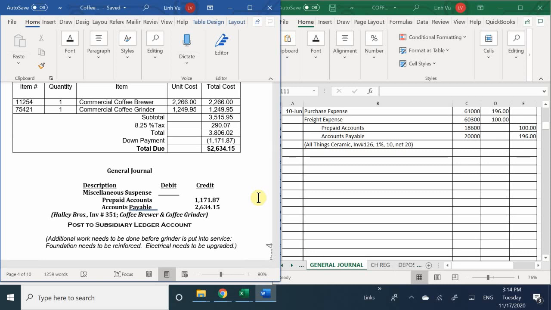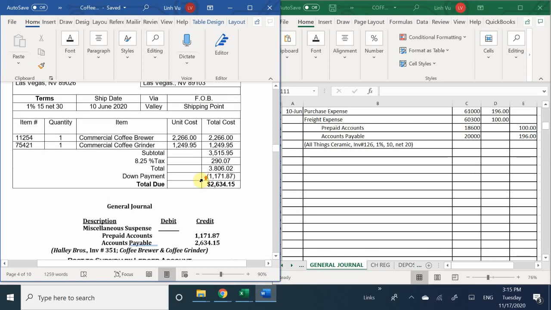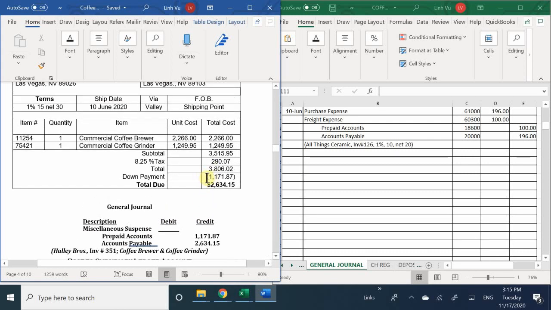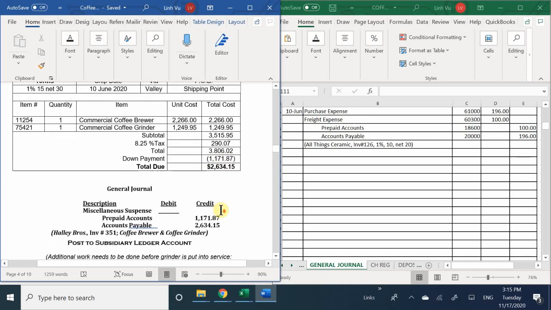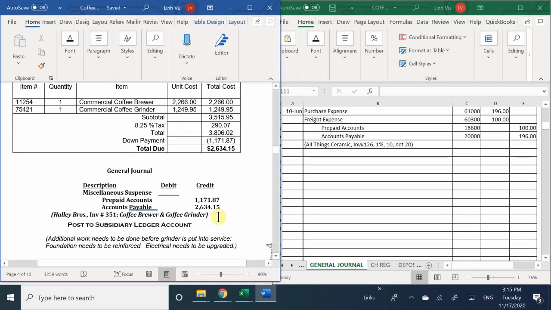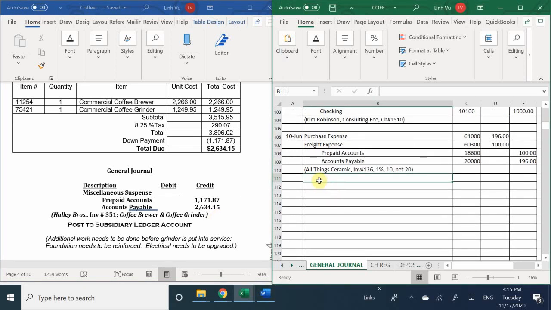All right? And because we made an advance payment, that's obviously going to reduce your total bill, right? The total bill was in the amount of $3,000, but because we have that prepaid, it reduced it by $1,000. So now we owe a total of $2,600. But again, I want you to shove everything into miscellaneous expense because we still have to do extra work on the coffee grinder. So with that being said, let's go ahead and journalize this transaction.